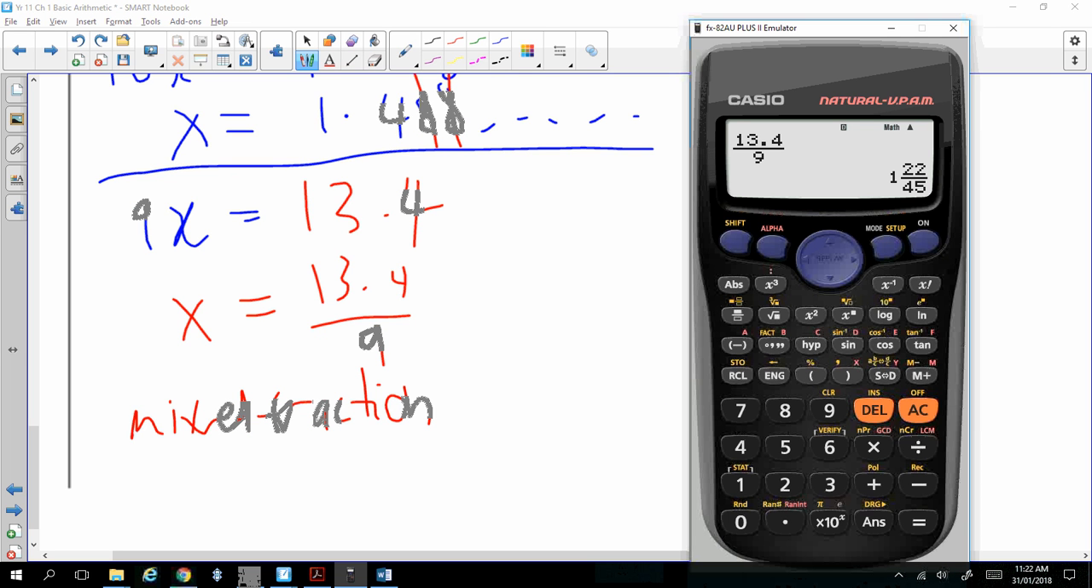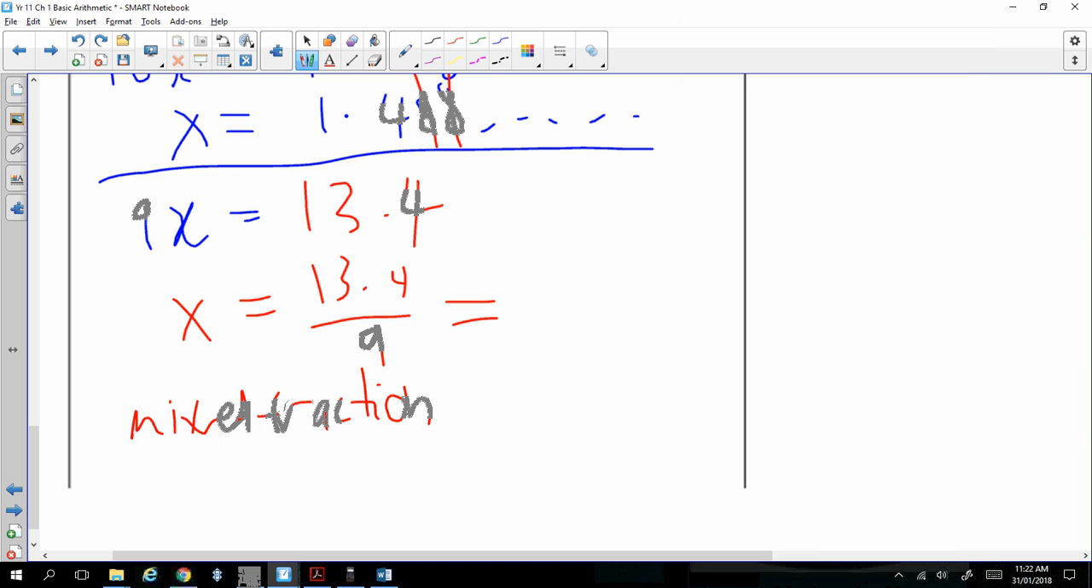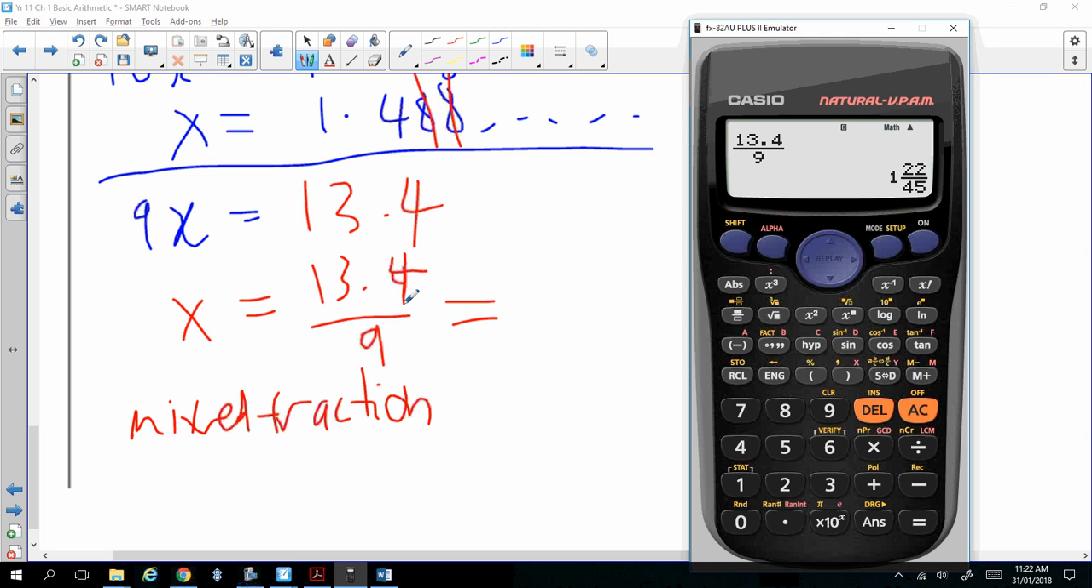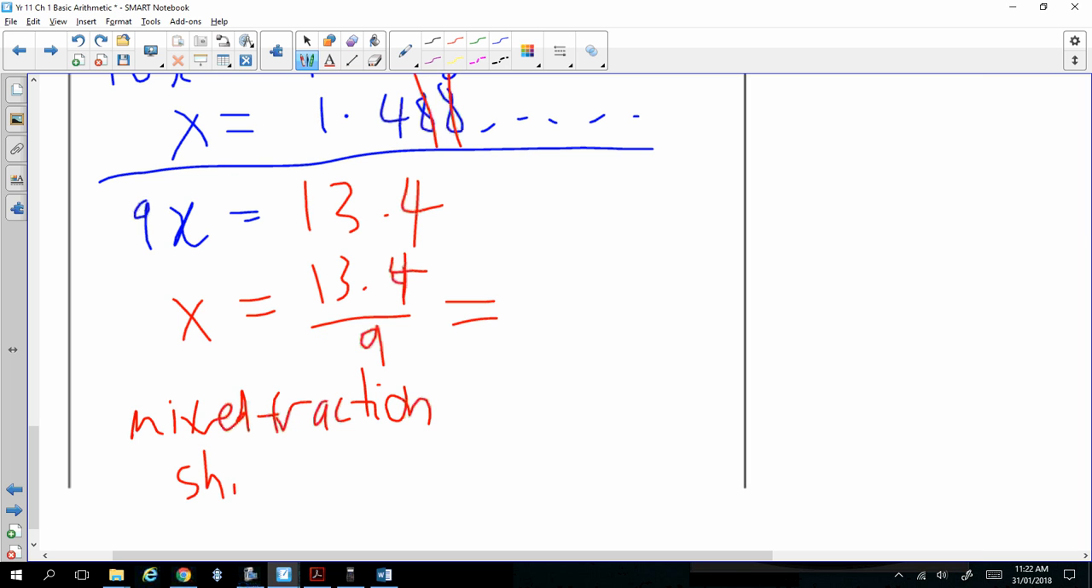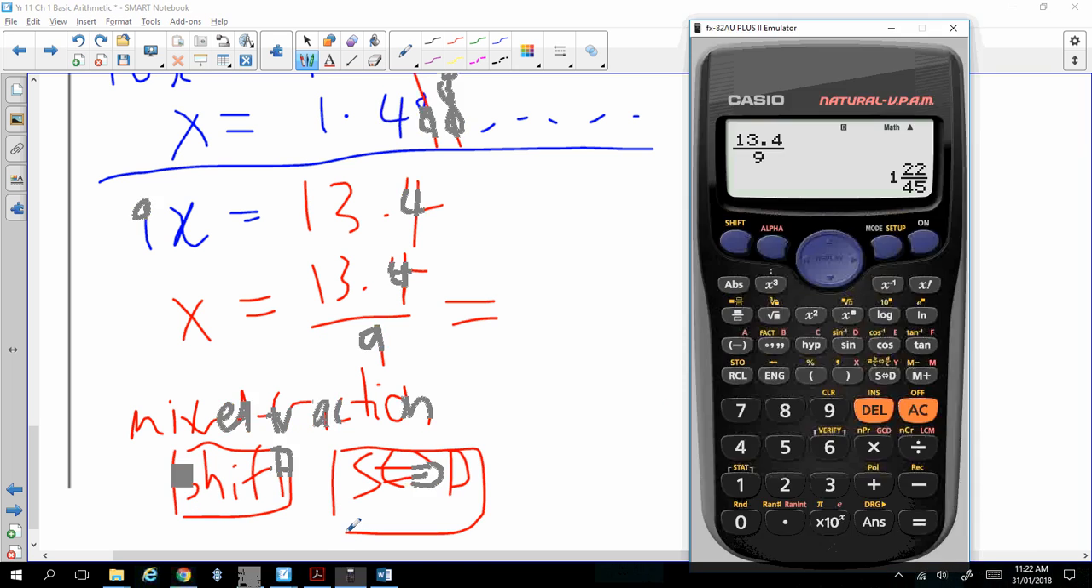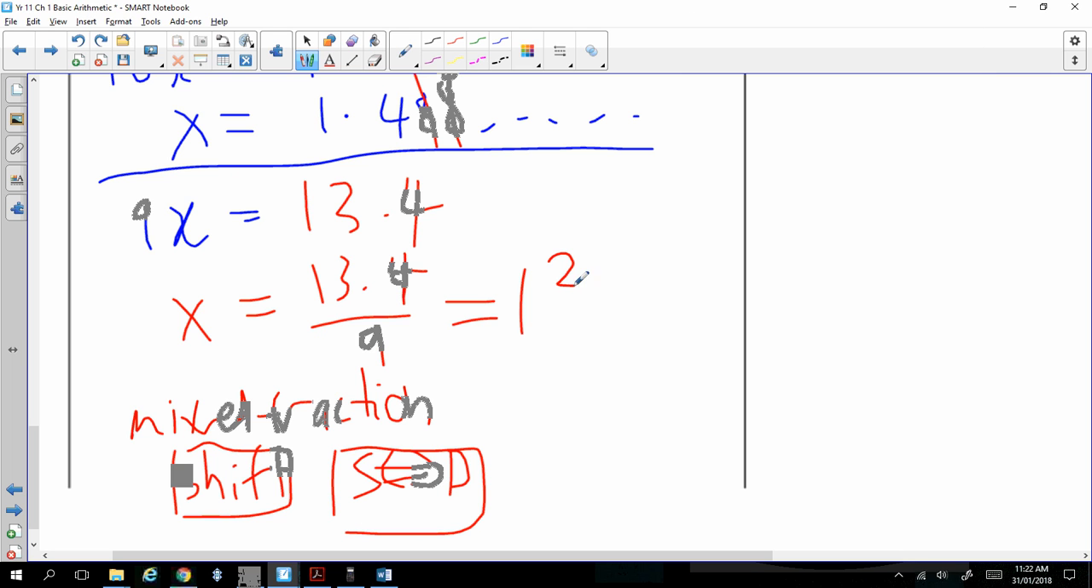So you just press Shift, and what was the button? S-D. To convert to a mixed fraction, press Shift S-D. It gives you a mixed fraction, which is 1 and 22 over 45. Like that. Question? And we've got one more to do. Some people are still trying, so hang on a minute. I'll just pause the video.